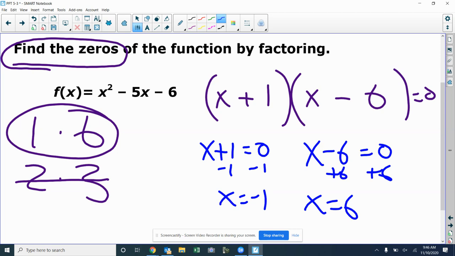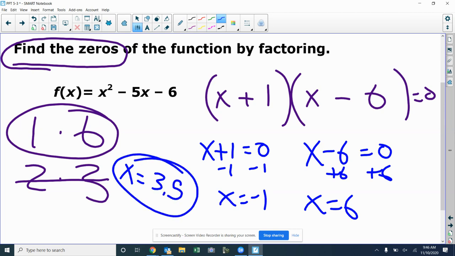Axis of symmetry on this one, anybody? X equals? 3.5. That is correct. X equals 3.5. Axis of symmetry would be x equaling 3.5. Thank you.